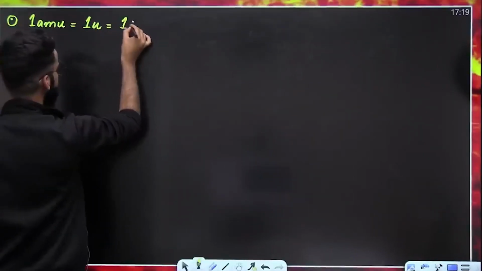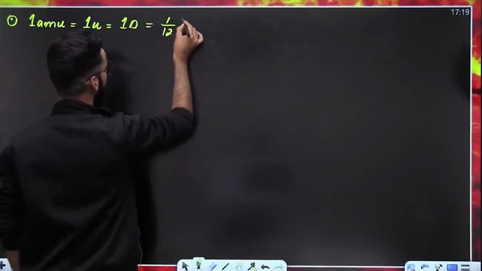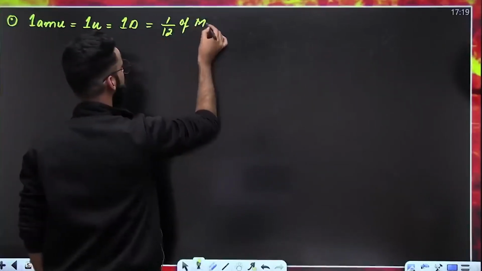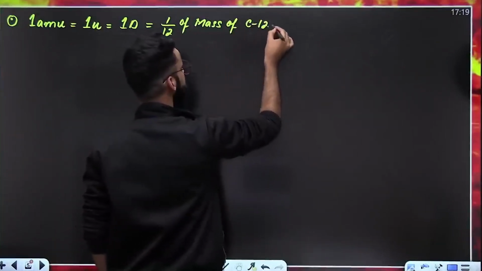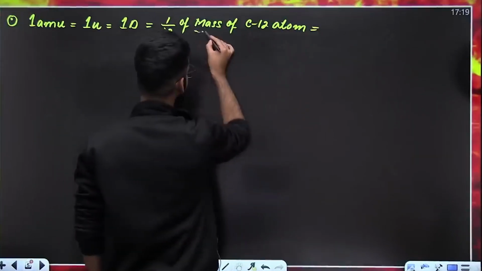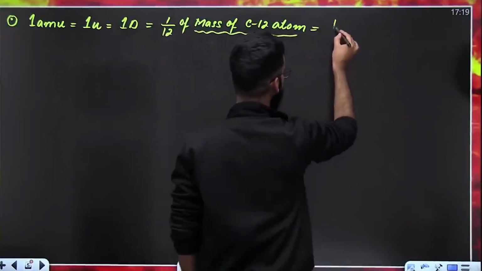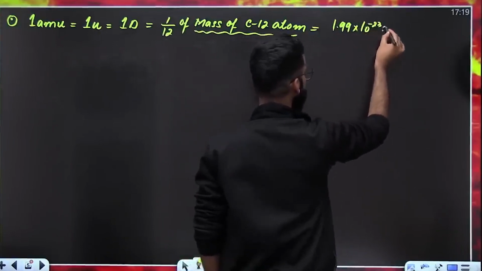My dear students, I'm writing a statement which you are going to remember from now on. 1 AMU, which is basically 1 u, which is what you call 1 D. How do you define it? 1/12 of the mass of a carbon-12 atom. And the mass of a whole carbon-12 atom came out to be how much? 1.99 × 10^-23 grams.